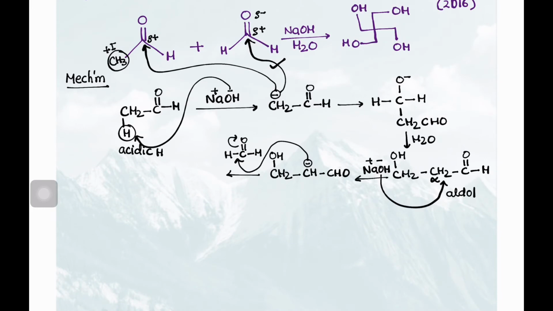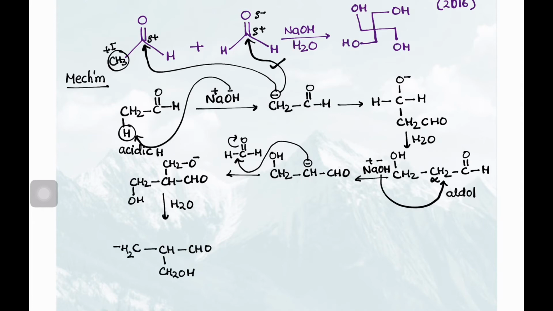Now the product that we will have is CH2OH, then CHO, and here it will be CH2O negative. And again it will take H plus from the water and this will turn into CH2OH, CHO, CH2OH and CH2OH. Again we can say this is the alpha carbon and this is the alpha hydrogen. So again in the presence of sodium hydroxide, this alpha hydrogen will be removed and then you will get this carbanion now.